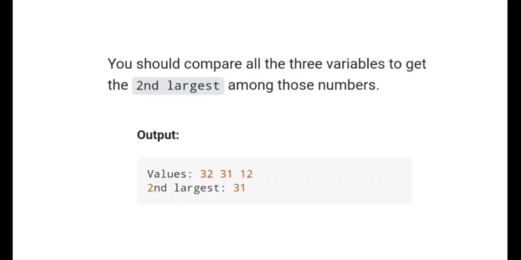Now we are going to take an example for this program. You should compare all the three variables to get the second largest among those numbers. The values are 32, 31 and 30, and the output is the second largest number is 31, whereas the first is 32 and the second is 31.